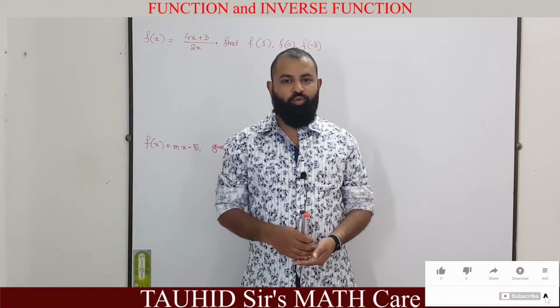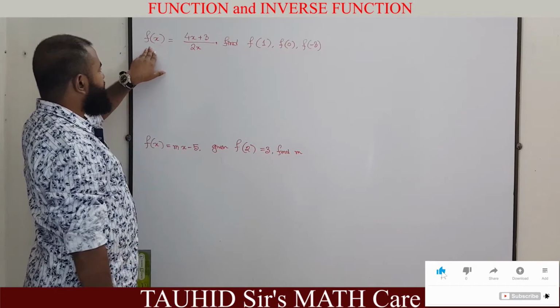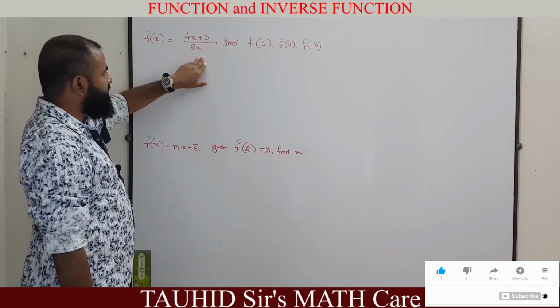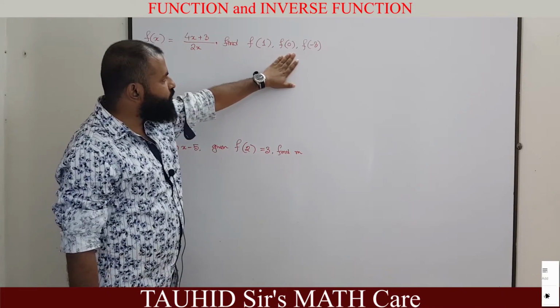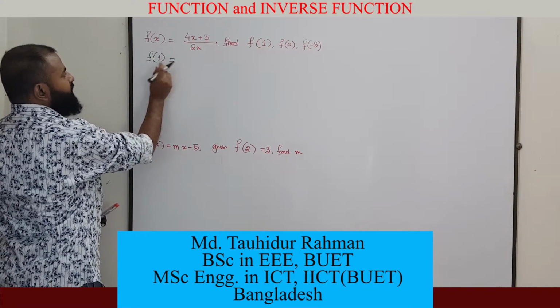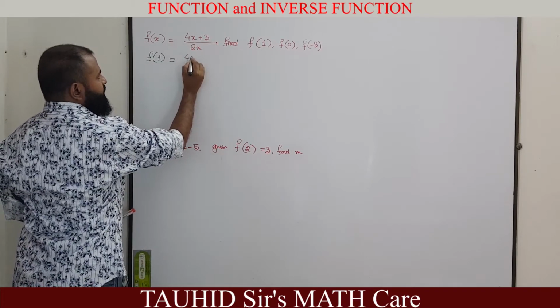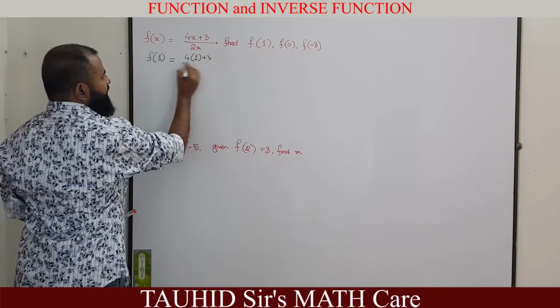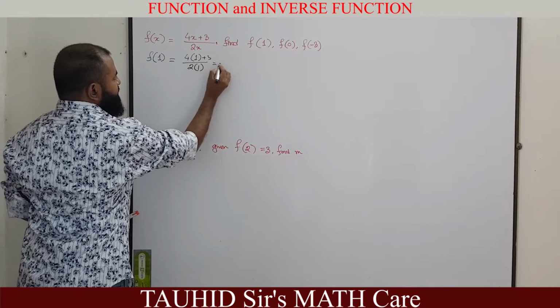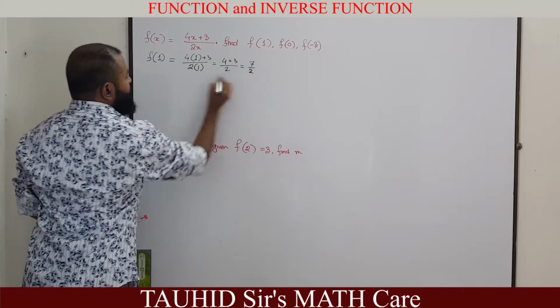Now I will show you two simple examples from function. The first example: f(x) = (4x + 3) / 2x. Find f(1), f(0), f(-3). f(x) is given, so f(1) will be, we will simply put 1 in place of x. (4 into 1 + 3) divided by (2 into 1). That means (4 + 3)/2, 7/2.